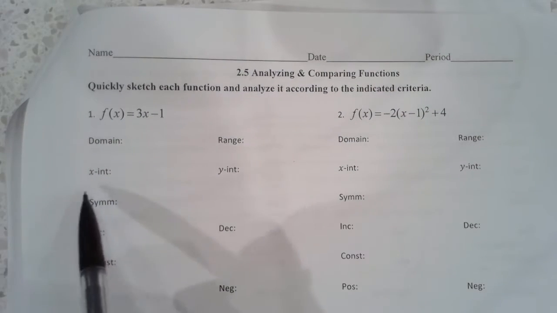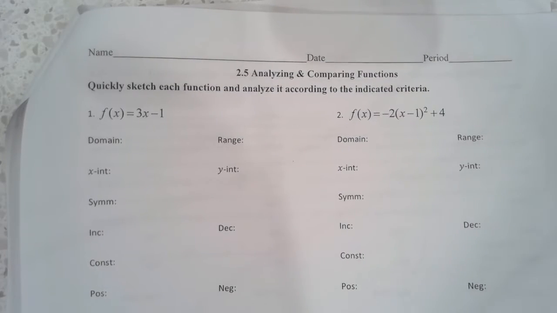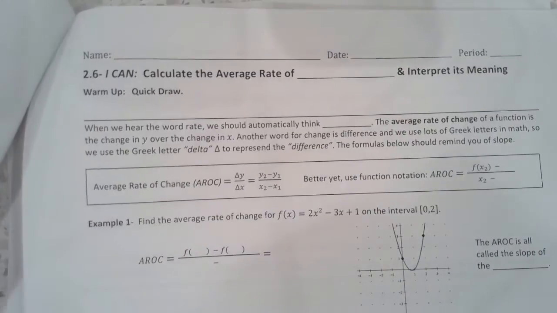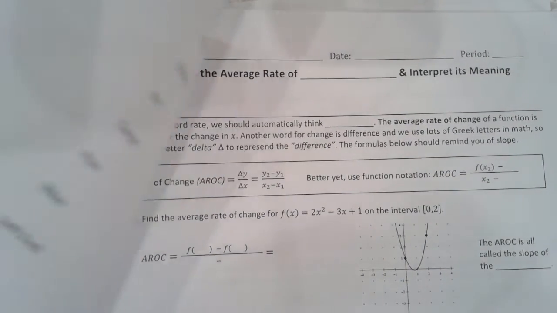The domain, the range, the x-intercepts, y-intercepts, the symmetry, increasing, decreasing, constant, positive, negative, max, min, left end, right end, and that means the end behavior. We have a bunch of these to do. We're just plugging them in and away we're going.